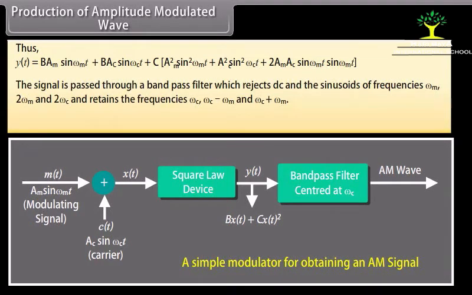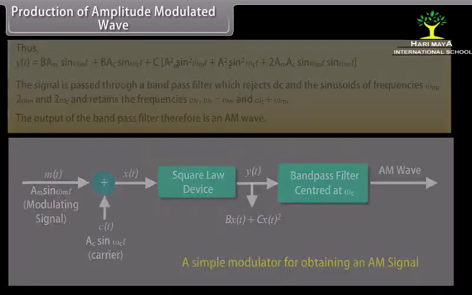The signal is passed through a band-pass filter which rejects DC and the sinusoids of frequencies ωm, 2ωm, and 2ωc, and retains the frequencies ωc minus ωm and ωc plus ωm. The output of the band-pass filter, therefore, is an AM wave.